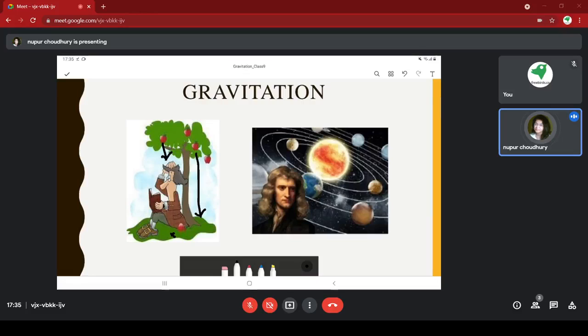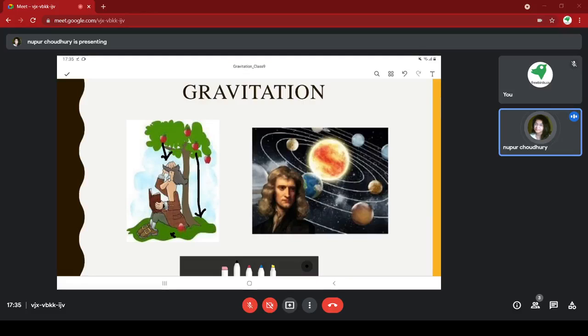Okay, so moving ahead, let us first talk about that. What is gravitation? Gravitation is basically a force with which two objects attract each other in the universe. Two objects attract each other in the universe.